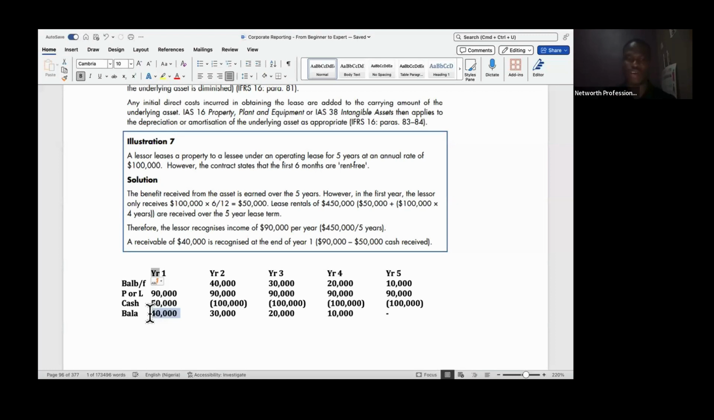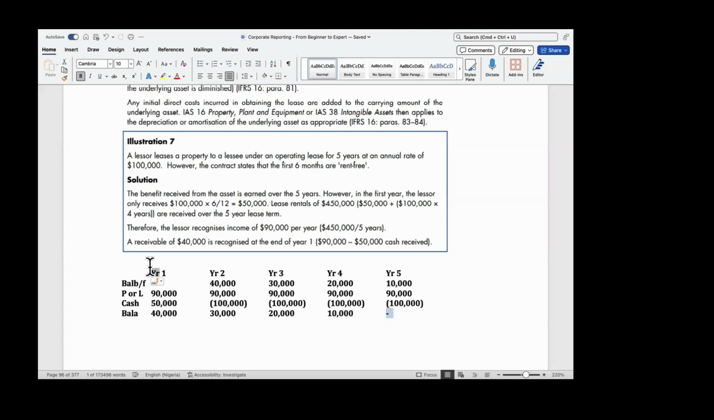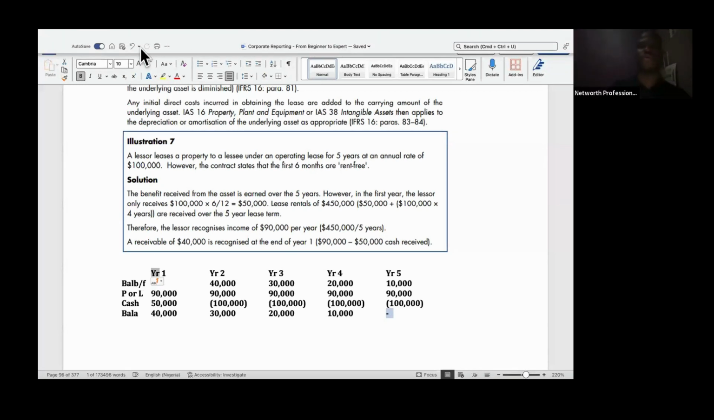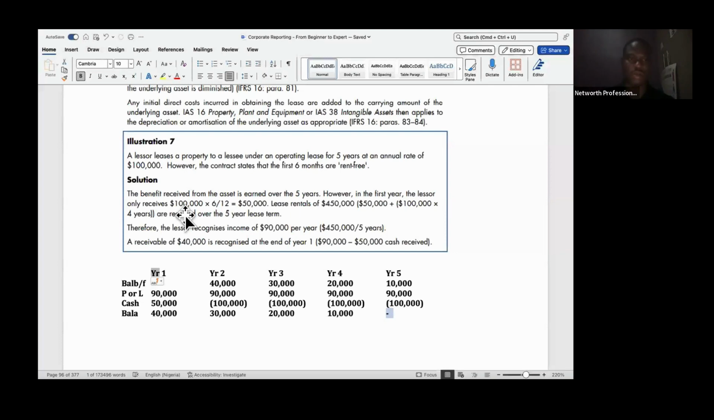From what we have shown, this 40,000 is like a non-current asset, because we did not get everything until it was over a very long period of time, like 4 or 5 years. So you need to take note of this when it comes to operating this. And that is it for IFRS 16 on leases.